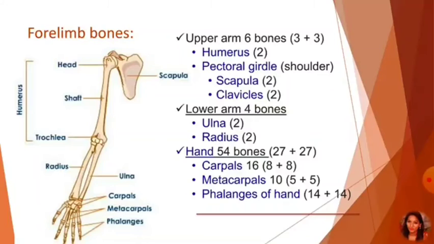And the lowermost area, that is our hand, our palm, actually consists of 54 bones, that is 27 one side, 27 another side, where carpals are 16 in number, 8 plus 8. Metacarpals are 10 in number, 5 per hand, both the hands. And phalanges of our hand, that is our palm, are 14 in number in both the hands. So likewise it is 54. So along with the whole hand, there are totally 64 bones in our whole forelimb.